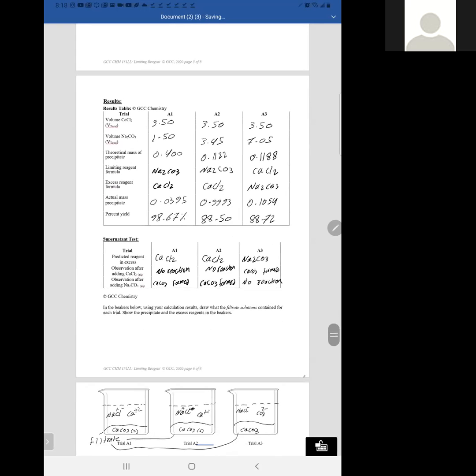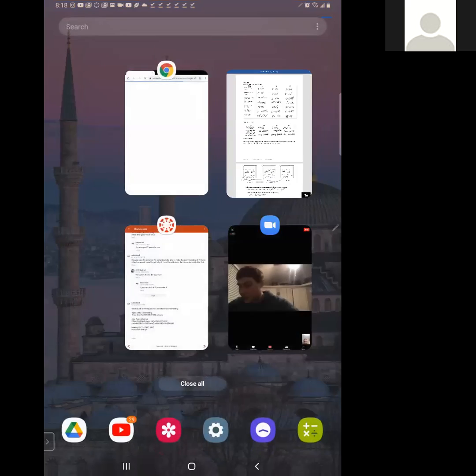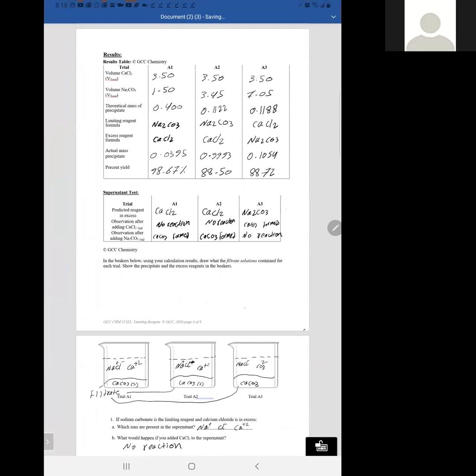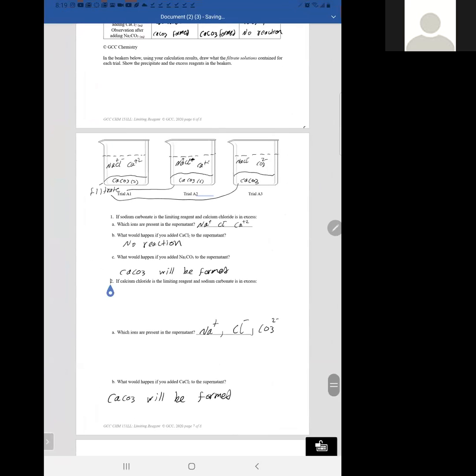Okay. All right, and then I'm going to do number one, and you're going to do number two then? Yes. Okay. So yeah, when we go down to number one right here, the first question it asks is which ions are going to be present in the supernatant, and we predicted that CaCl2 would be our excess. So the ions that would be present would be calcium 2+ and then 2 chlorine ions.